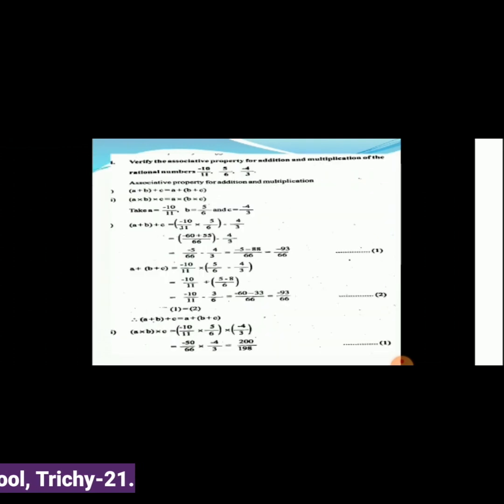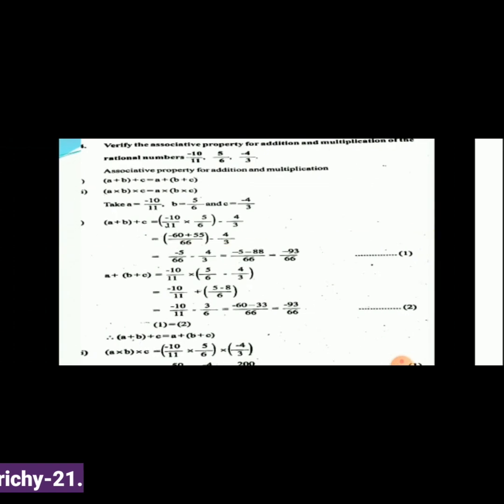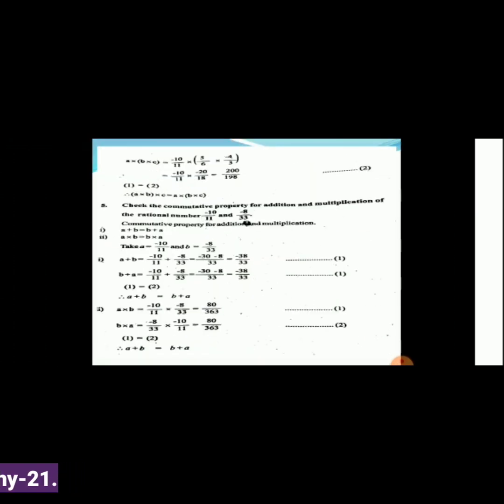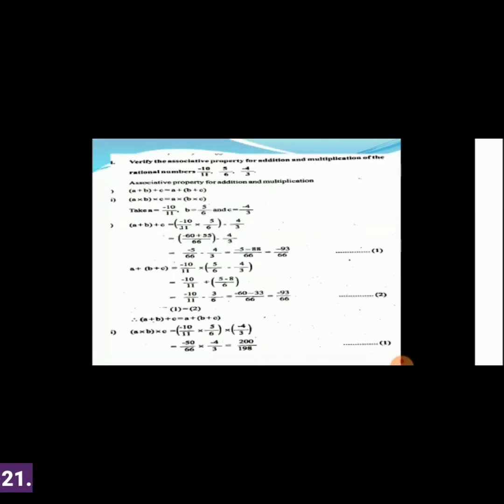So the next one, verify the associative property for addition and multiplication of the rational numbers minus 10 by 11, 5 divided by 6, minus 4 divided by 3. The associative property for addition and multiplication: in the first one, a plus b plus c is equal to a plus b plus c. This is the associative property for addition. a cross b cross c is equal to a cross b cross c. This is the associative property for multiplication.